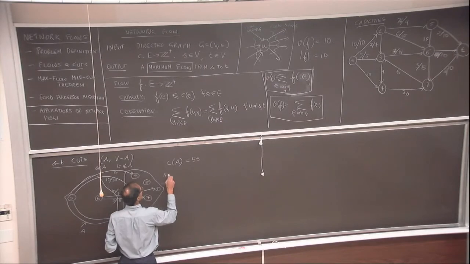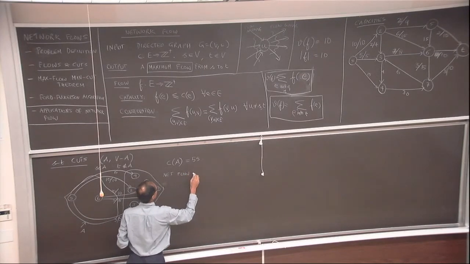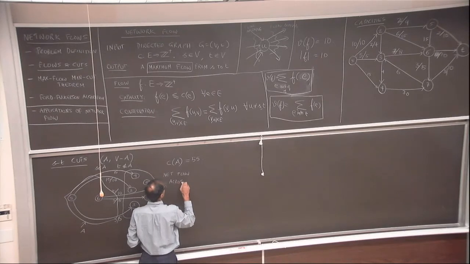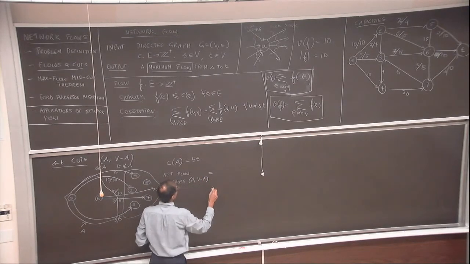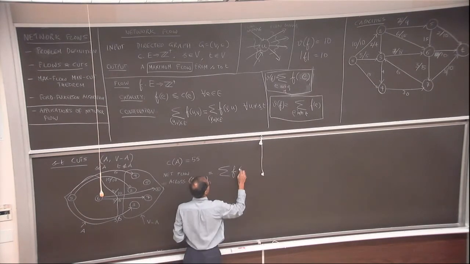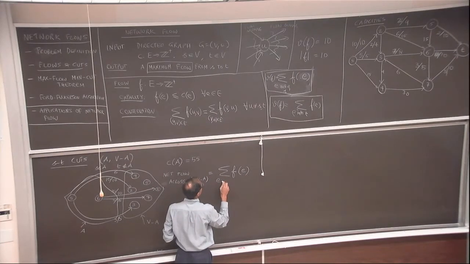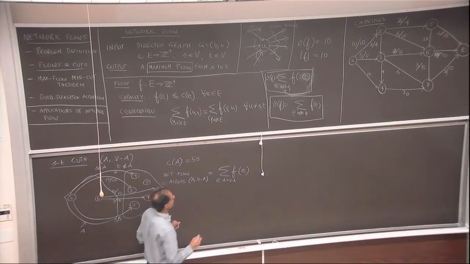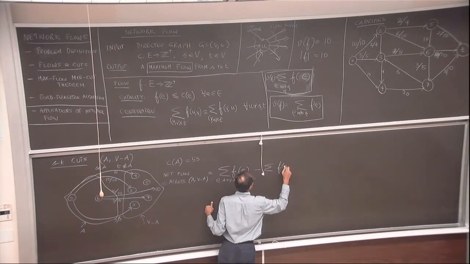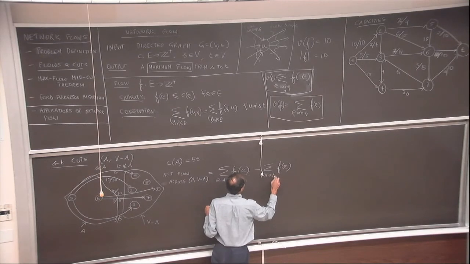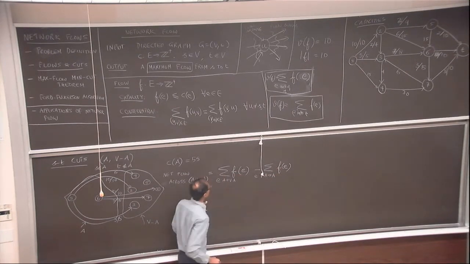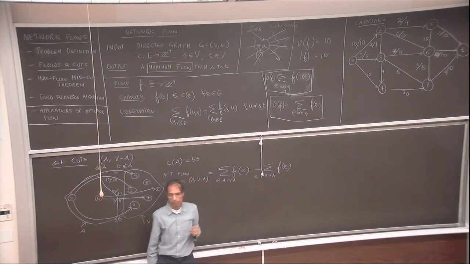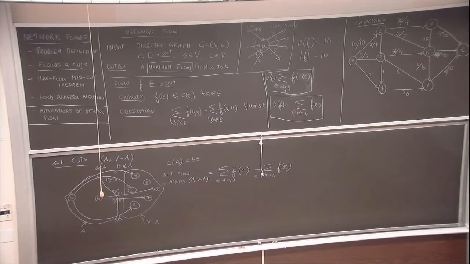The net flow across cut A equals the flow of the edges that are going from A to V minus A, but we're going to subtract the flow of the edges going from V minus A to A. This notation represents the edges going from A to V minus A, and these are the edges going from V minus A to A. Good. So that's the net flow.